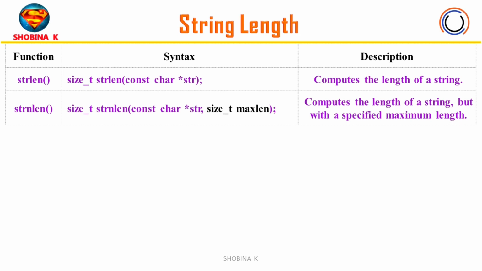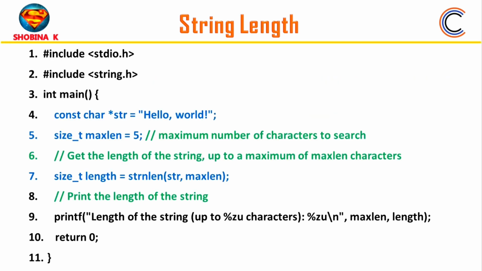Look at the syntax. Here we declared a function named strnlen that takes a pointer to a constant character, that is a string, and a maximum length as its arguments, and returns the size of that string up to the specified maximum length as a size_t value. The strnlen function is similar to strlen but includes an additional parameter, size_t maxlen, which specifies the maximum number of characters to count in the string. So it calculates the length of a string up to a specified maximum length, or until the null terminator is reached, whichever comes first. Look at this example.